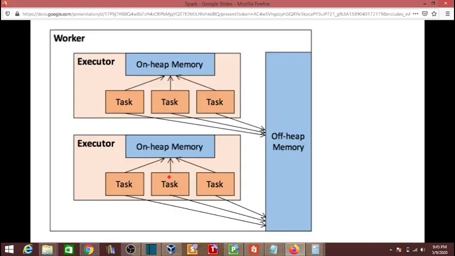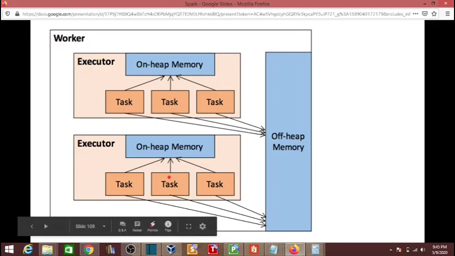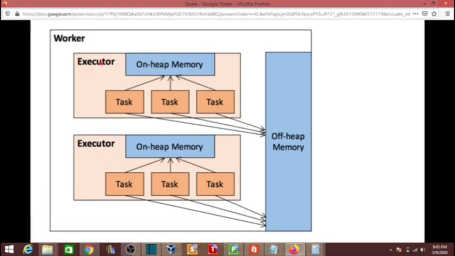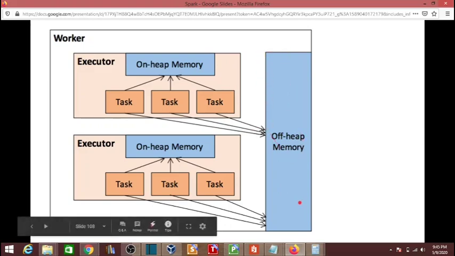Now this is the syntax. When you assign off heap memory to Spark, you can see that this is the executor and three tasks are running in one executor, and they are using the on heap memory, and with that they are also using the off heap memory for their data storage and data processing. So this is some extra memory. So this was all about memory management in a Spark program.